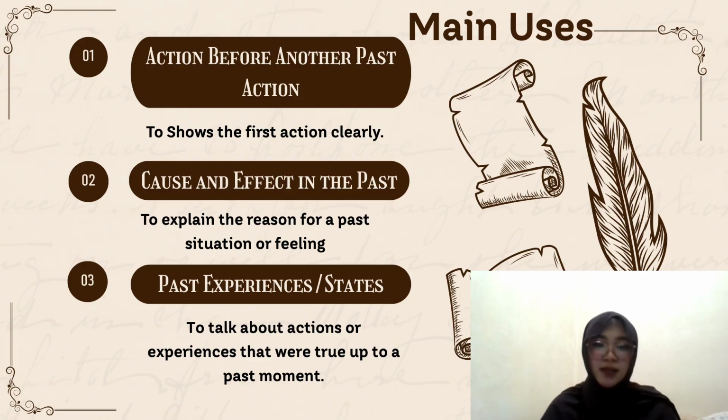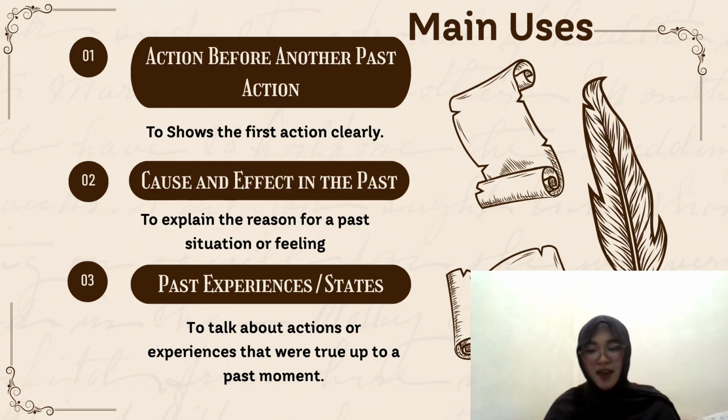Number 2 is cause and effect in the past. So we use the past perfect to explain why a past situation happened or why someone felt that way. For example, she was tired because she had studied all night. So which one happened first? Tired or study? So the studying happened first.